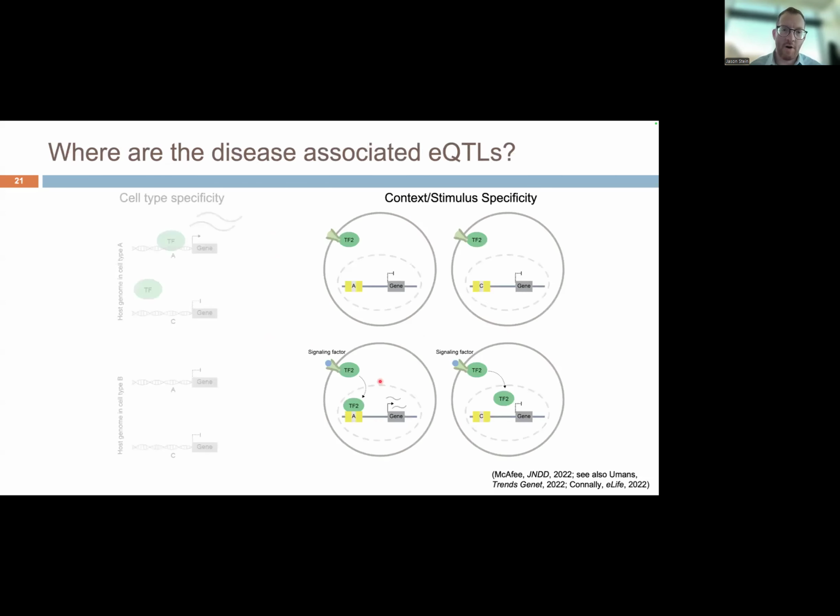So I quickly went over our cell type specific QTL work to focus on our newer work, which is on context specificity. Now I'm going to talk to you about how we've been using our cell culture system to study context or stimulus specificity.